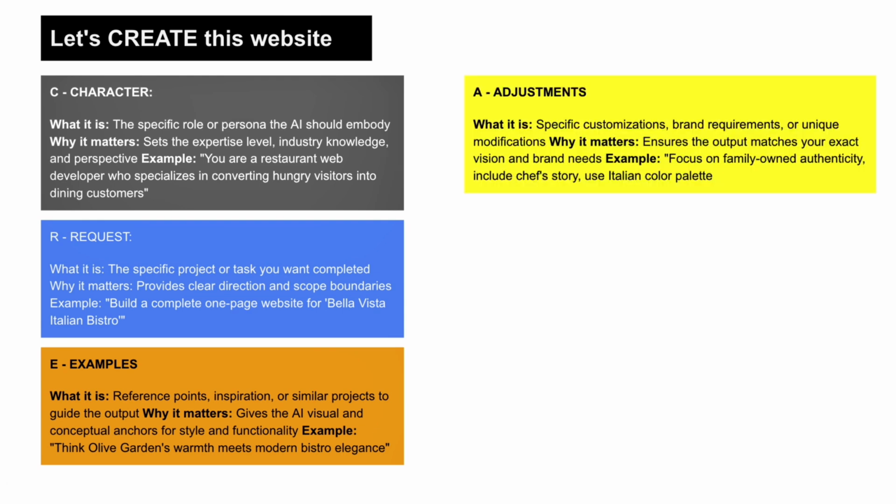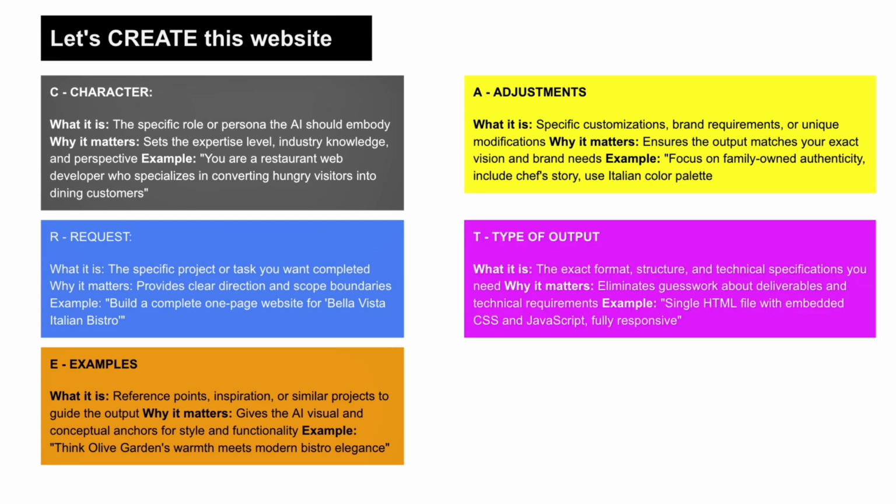The next one is adjustments. These are the specific customizations, brand requirements, or unique modifications we want our AI to add to our website. This matters because it ensures the output matches exactly what we envision the brand to be. Maybe you want your brand to be modern, elegant and minimalistic. These are adjustments. So you say focus on family-owned authenticity, include the chef's story, use an Italian color palette. These are minor adjustments that we want. So the A in CREATE stands for that.